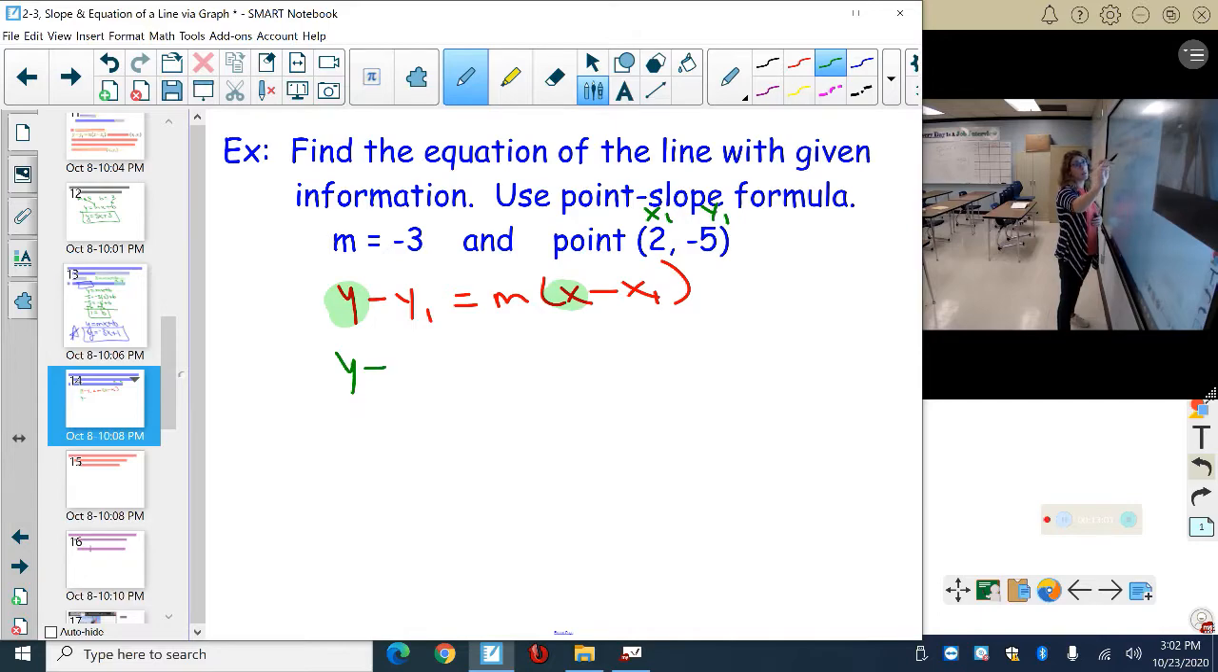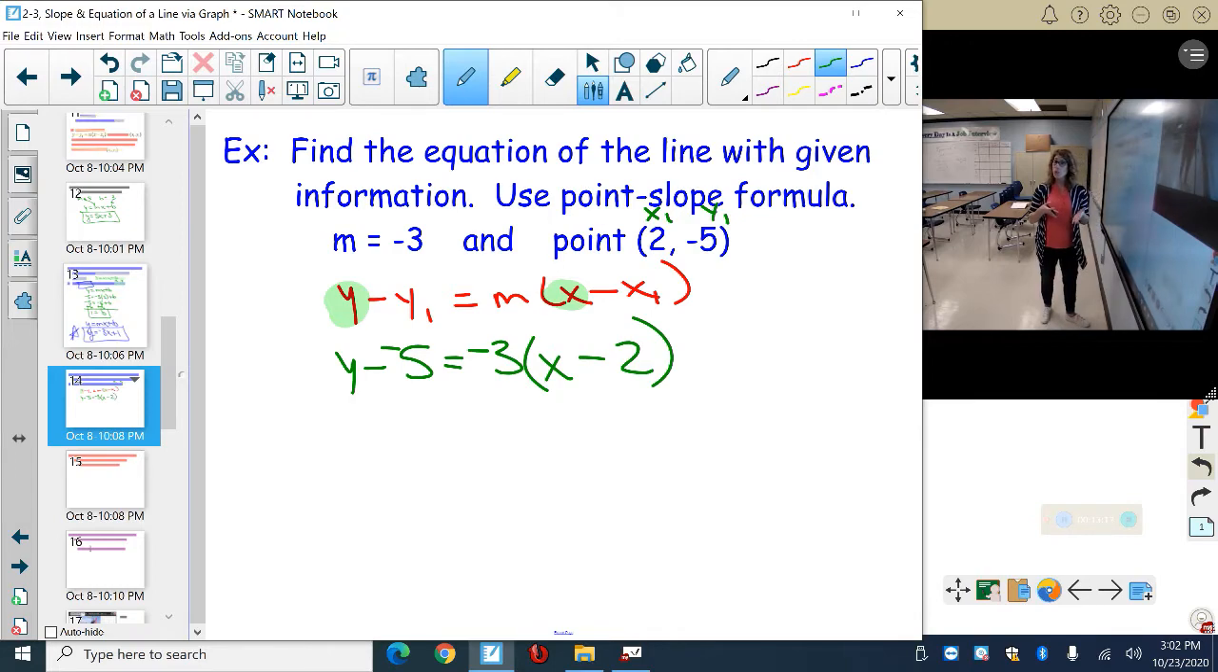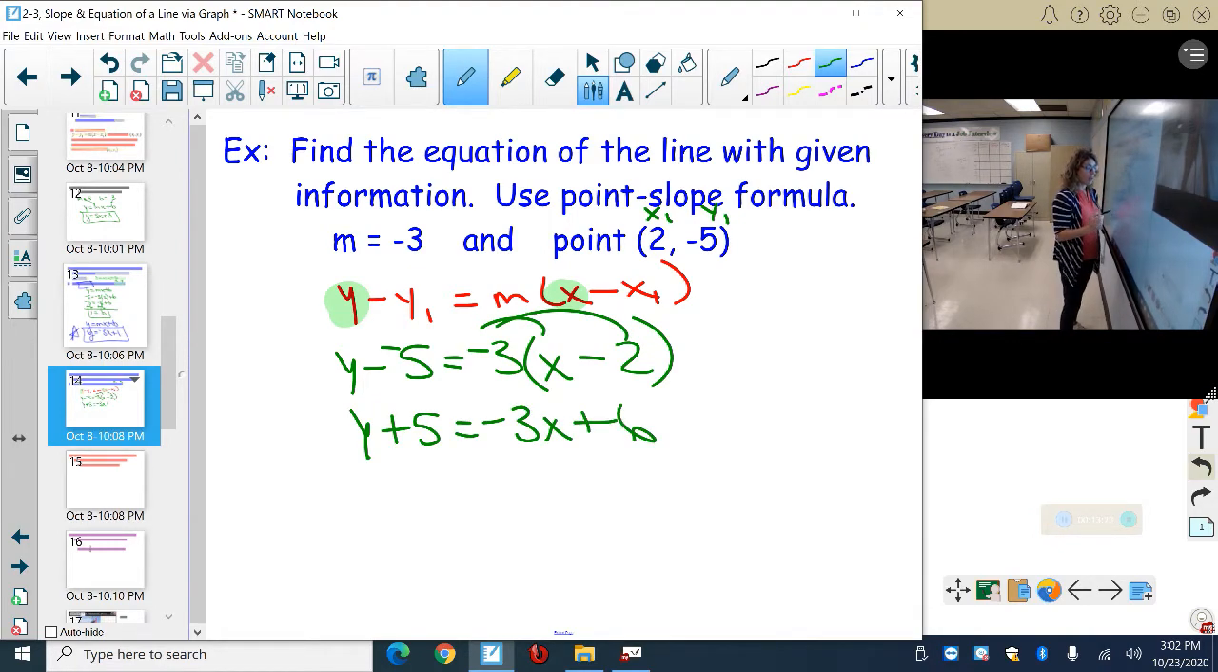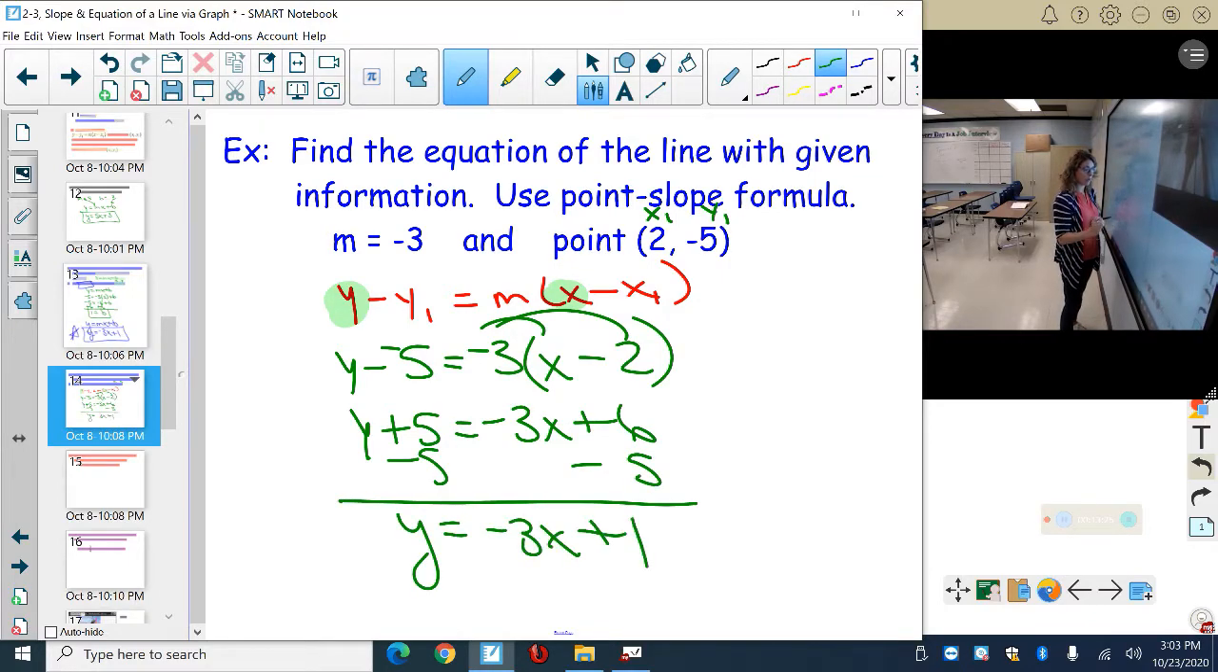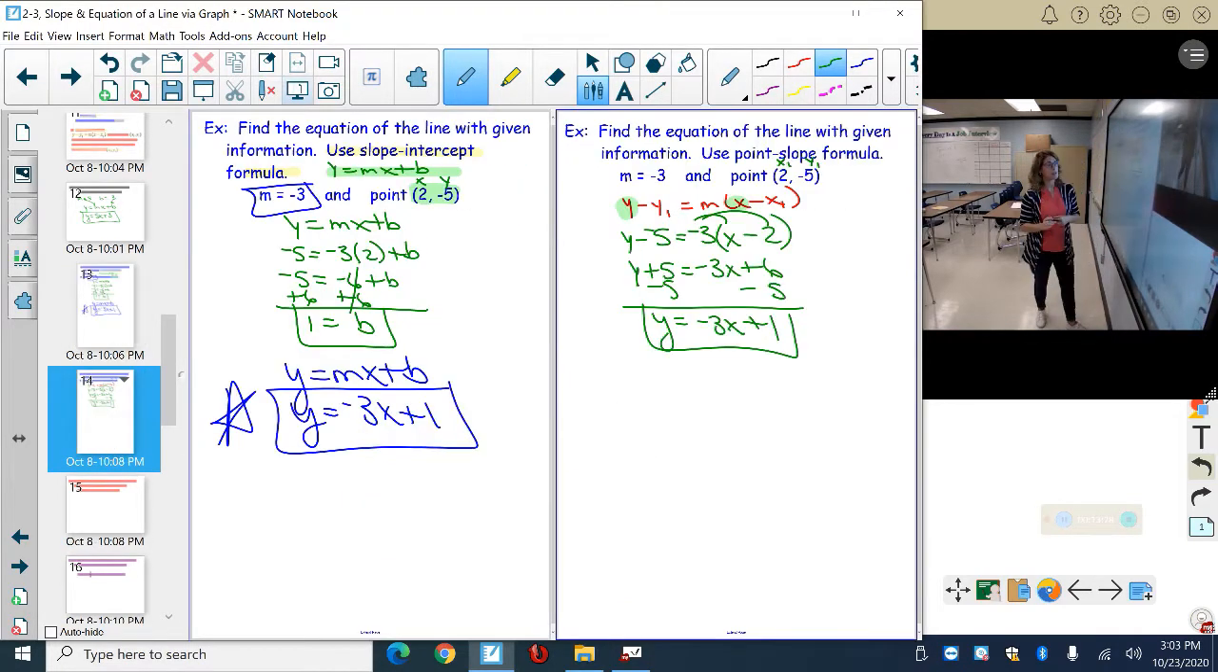So y stays, and y1 is negative 5. M is substituted in. This x stays, and then the x1 turns into 2. So from this point, I'm simply going to solve this thing for y. So a double negative creates a positive, and I distribute. I'm going to subtract the 5, and I have y is equal to negative 3x plus 1. The beautiful thing about this is we did the same problem 2 different ways and got the exact same answer. I prefer the second method, but generally speaking, most students prefer the first method. But they both will work.